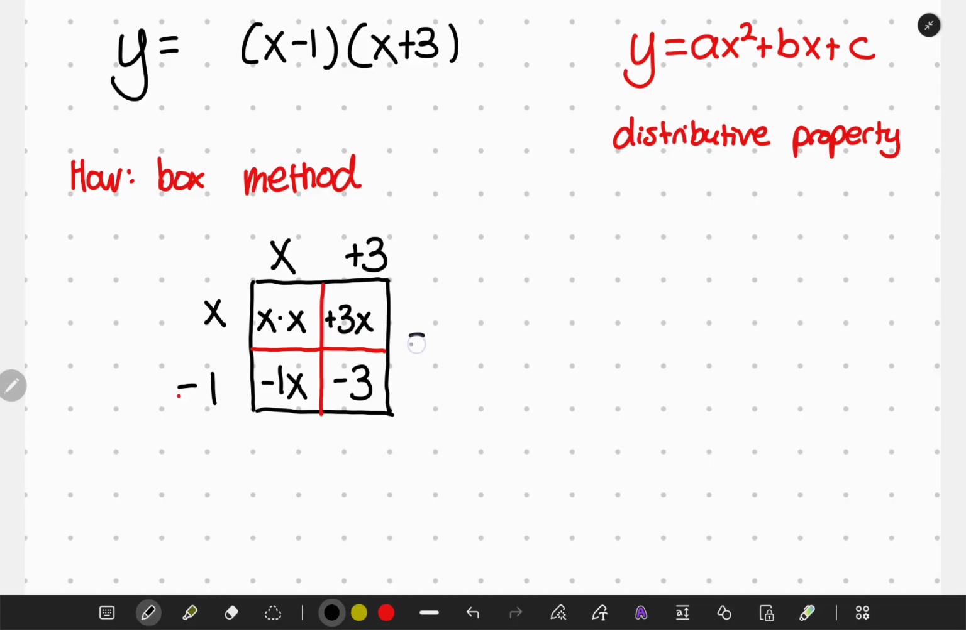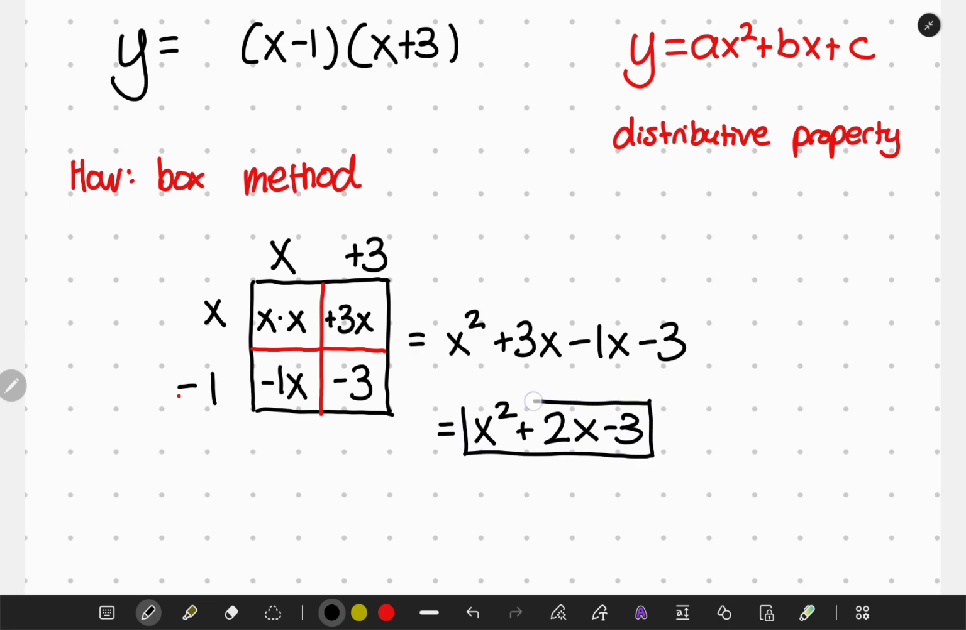Great, now we just have to combine them all together. x times x is, wait a minute, that's x squared. There's two x's, so we call it x squared. Plus 3x minus 1x minus 3. And when I have this answer, one thing I noticed is I can combine 3x minus 1x. That's saying 3 minus 1, which gives us 2. So we'll say plus 2x minus 3. And that's the answer to this one.